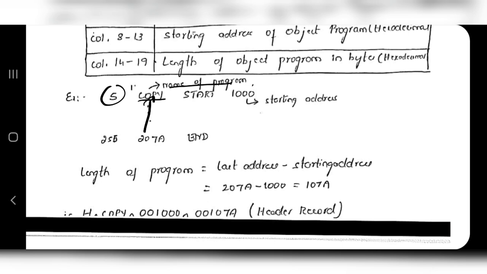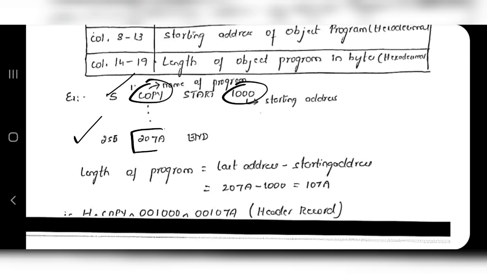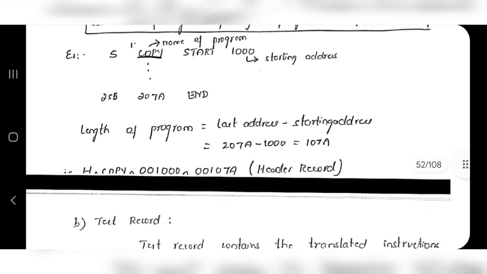The starting address is specified here after start. So you got three things here: the name of the program, the starting address, and the length of the program, which I will calculate. The first line is line number 5, the last line is 255. The answer you get here is the last code, so the last code minus the first code gives you the total length. So I've got three things: copy is the name of the program, this is the starting address, and this is the length.